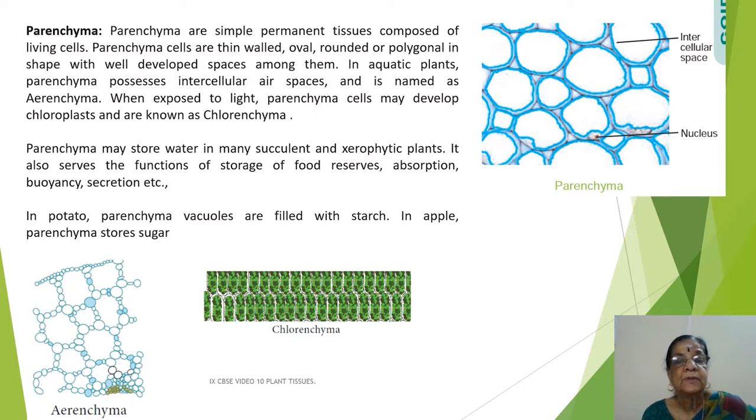Then parenchyma may store water in many succulent and xerophytic plants, and it also serves the function of storage, food reserve, absorption, buoyancy and secretion. Okay, in potato the parenchyma vacuoles are filled with starch, whereas in apple it stores sugar. This is storage parenchyma. Right?